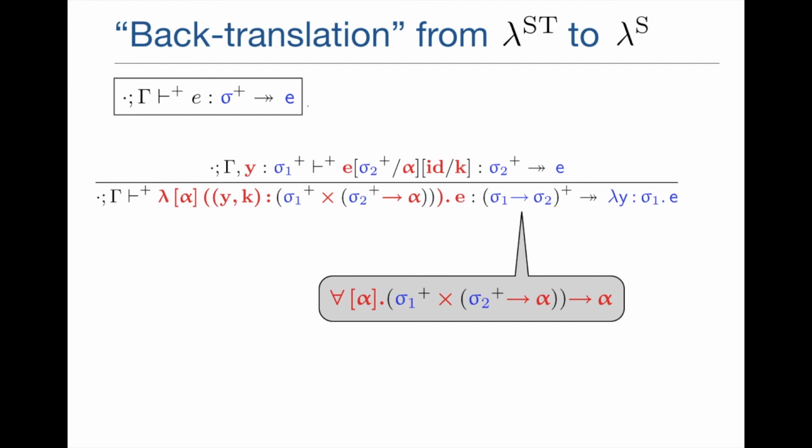So here's the function case, which is a little more complicated, but it's not that bad really. So we say, suppose that we have some lambda function that takes a Y and a continuation K, and the Y has type sigma 1 plus, and the continuation takes an argument of sigma 2 plus and some expression E, and that whole thing type checks to sigma 1 to sigma 2 plus, which I'll explain how they can do that on the next slide.